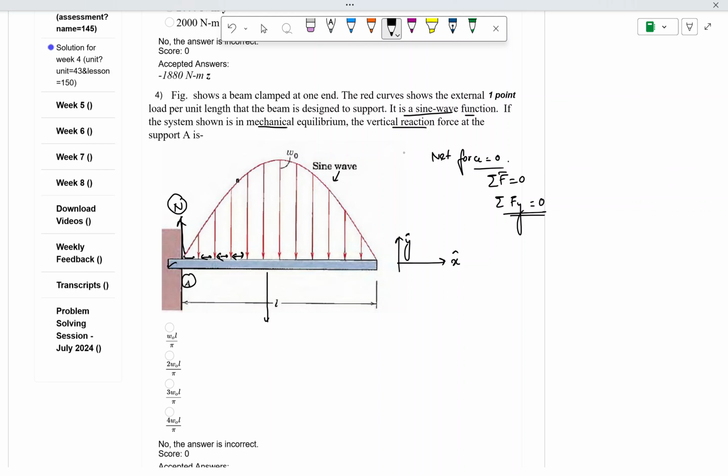So you have to find out the vertical component of that force. In this case, what is N? N will be basically all the force that is acting vertically upwards. Because the system is in mechanical equilibrium, this vertical reaction force will be exactly equal to the amount of vertical load that the total length of the beam is designed to support.